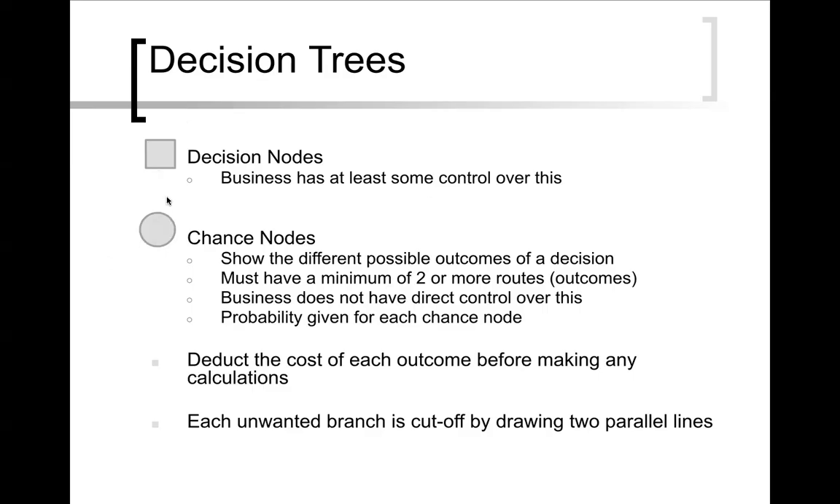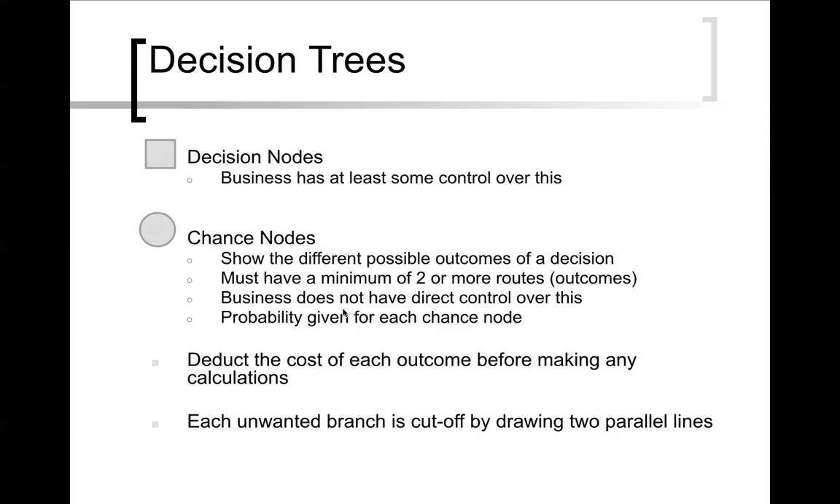As for a circle, chance node. A chance node means that there are different possible outcomes of a decision that a business is looking at. So you will have at least two or more routes or outcomes from there. This is an area that the business does not have direct control over. And so being a chance node is a circle, it is something that could go multiple ways.